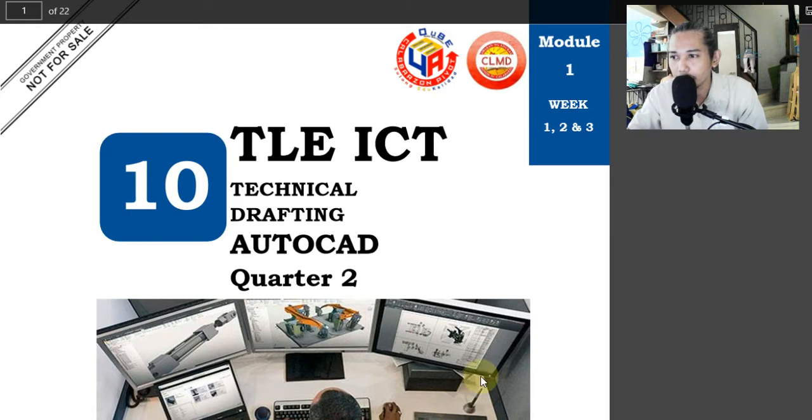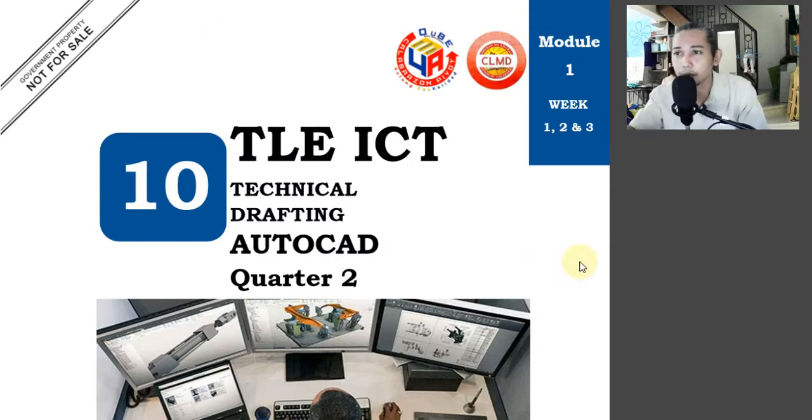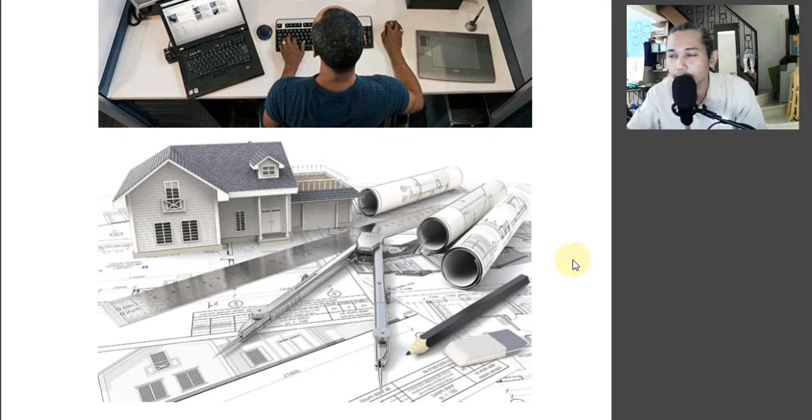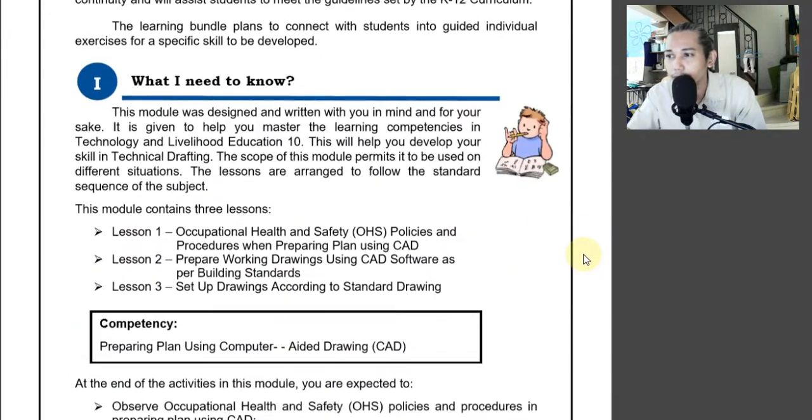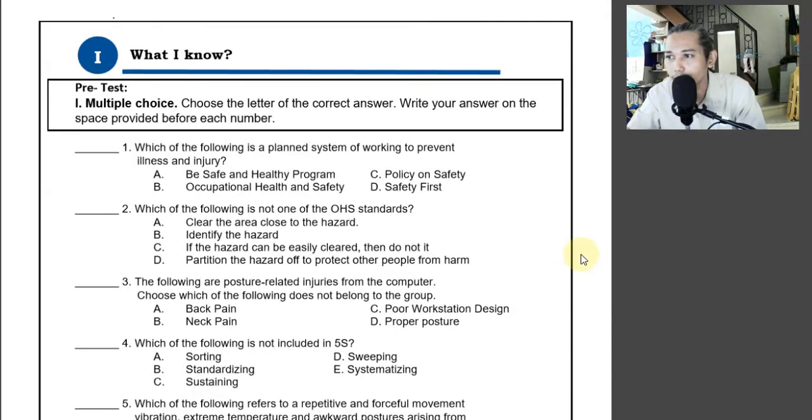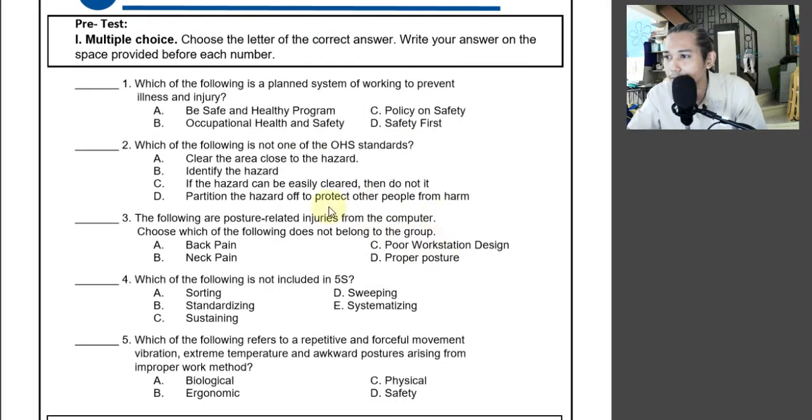Okay, good morning. So here are now your Quarter 1 Module 1 for Weeks 1 to 3. So let's begin. Before we start with your Week 1, we have here your pretest. We have a multiple choice pretest that we can see here. The question is about hazard, safety hazard.